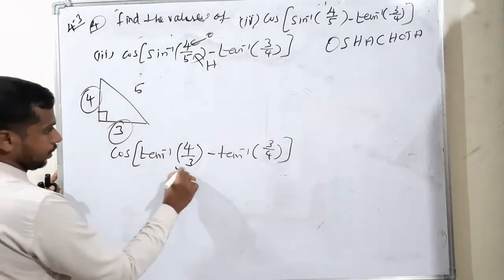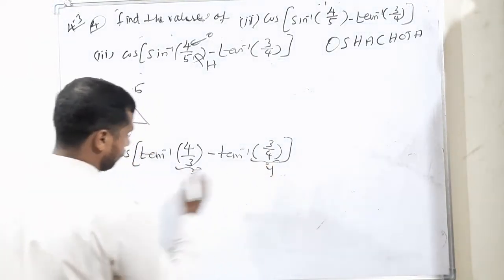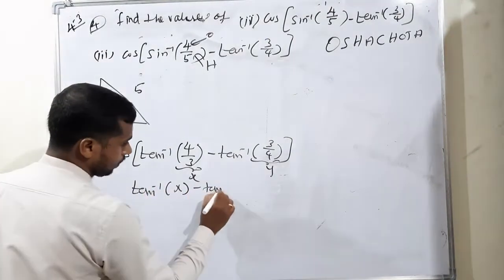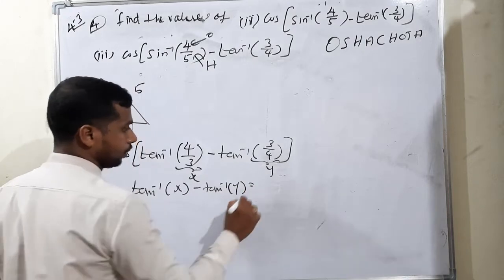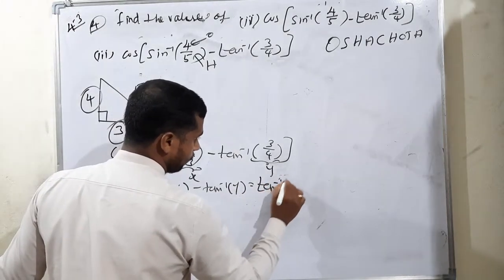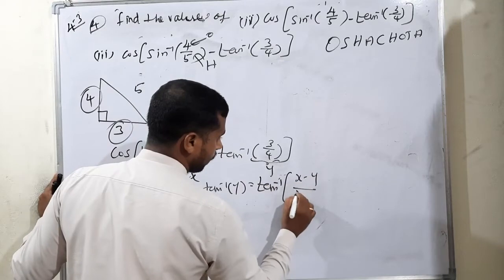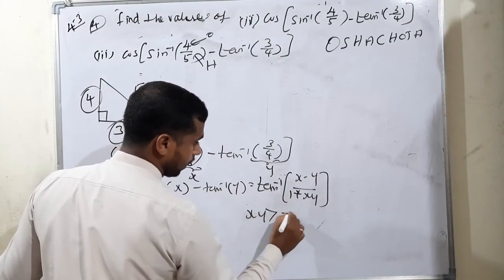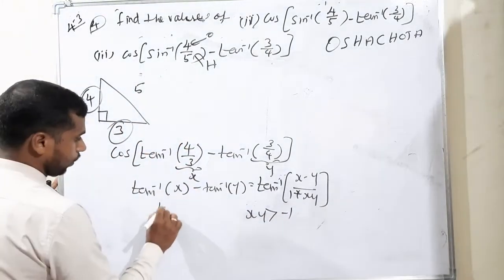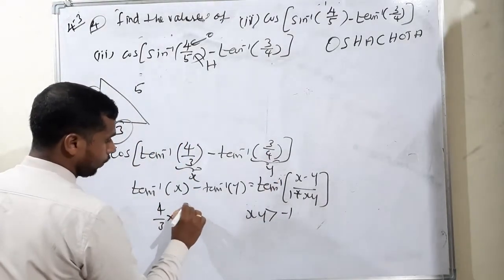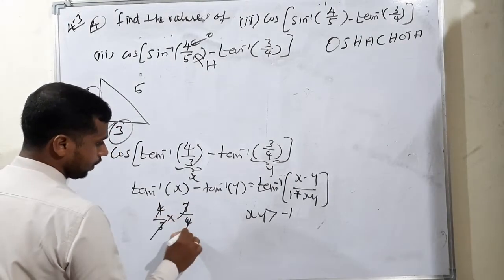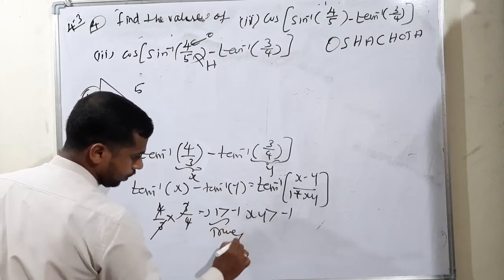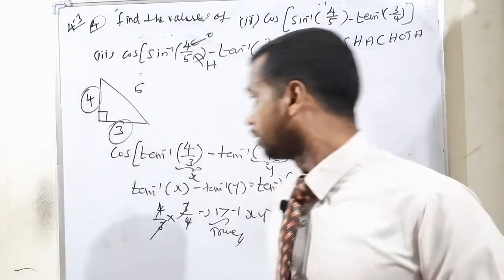This is considered x, this is considered y. So tan inverse of x minus tan inverse of y is equal to tan inverse of x minus y over 1 plus xy. What is the condition? xy is always greater than minus 1. What is the x value? 4 by 3. What is the y value? 3 by 4. It cancels, so 1 is greater than minus 1. So the condition is true, isn't it? The condition is true, so apply it.